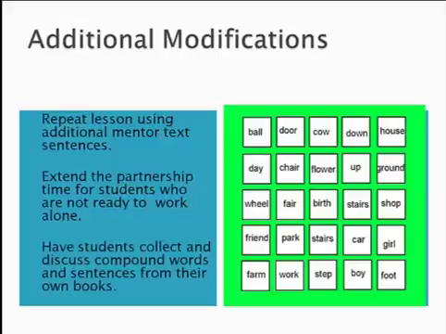Additional modifications include repeating the lesson using additional mentor text sentences. Extend partnership time for students who are not ready to work alone. And have students collect and discuss compound words and sentences from their own books. They can also model how they solved for meaning.